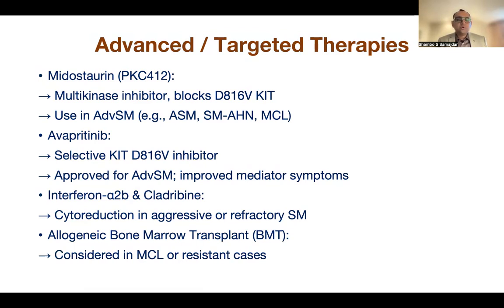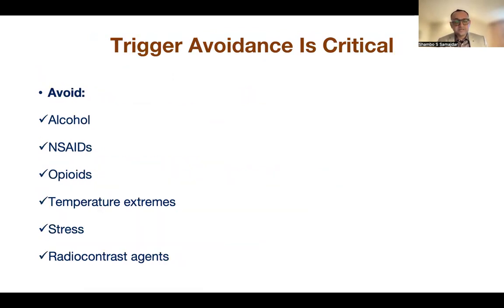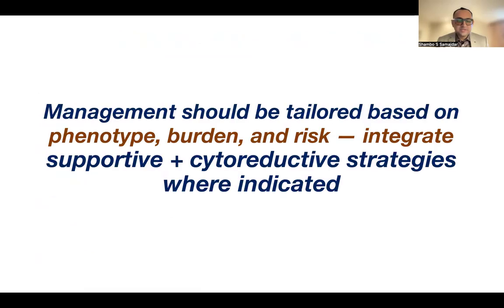The allogeneic bone marrow transplant could be considered in mast cell leukemia or resistant cases. This is very important for patient education. The triggers should be avoided: alcohol, NSAIDs, opioids, temperature extremes, stress, and radio contrast agents. So when you talk about management, it should be tailored based on the phenotype, burden, and risk.